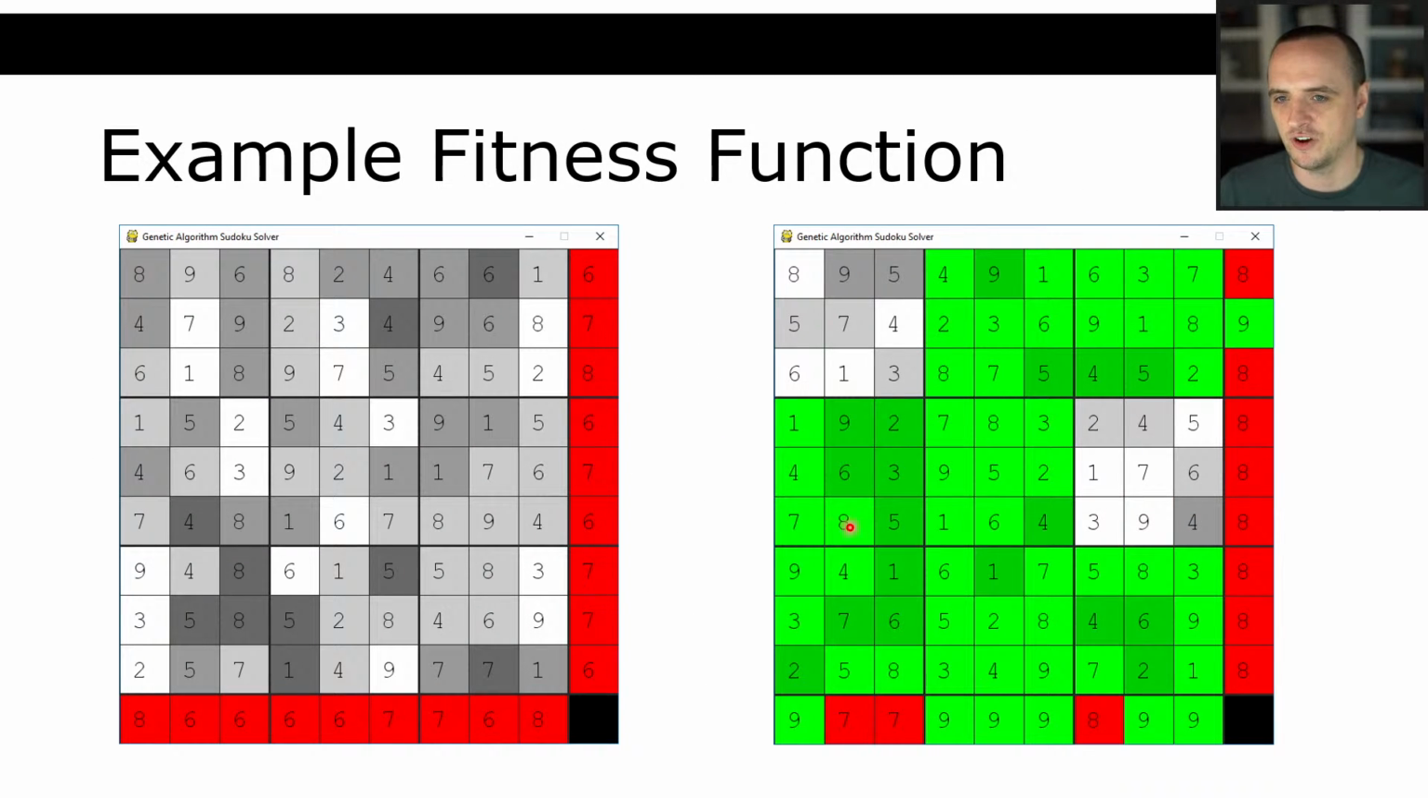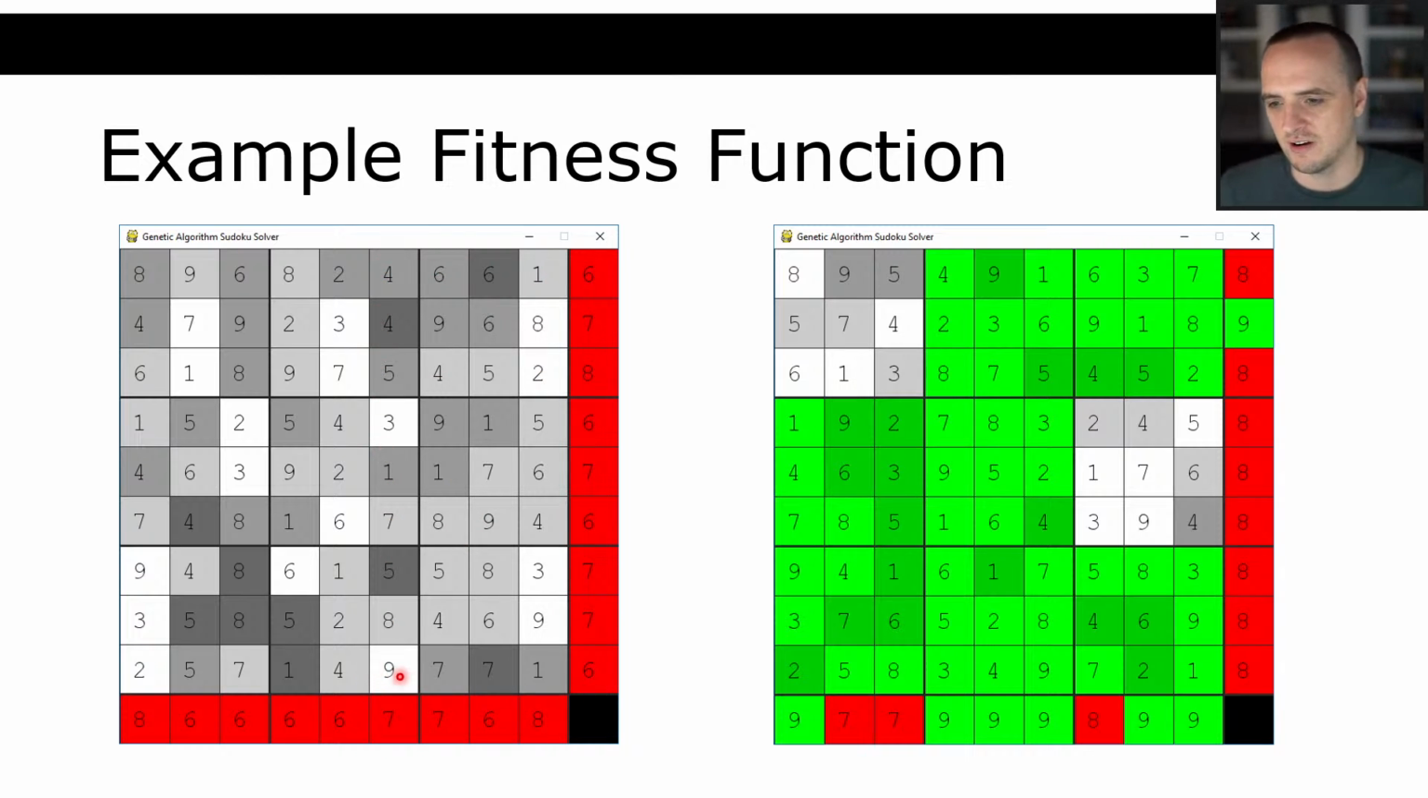Here's an example fitness function of a Sudoku board. What I've done here is I've taken a Sudoku board and colored it based on how solved every row, column, or square is. For example, I have a number on the right-hand side of each row that says how many different numbers are in this row right now, and how many different numbers are in this column right now.